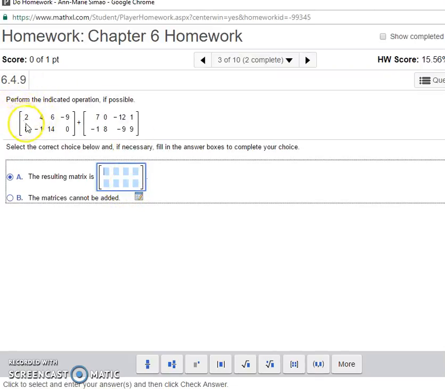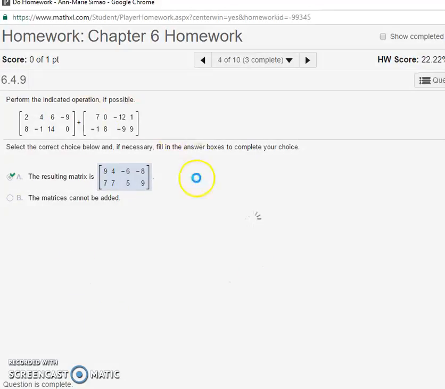In the first row, first column, I have a 2 plus 7. 2 plus 7 equals 9. It goes into the same exact spot. 4 plus 0 equals 4. 6 plus a -12, -6. -9 plus 1, -8. Now we go to the second row. 8 plus a -1 is a +7. -1 plus a +8 is a +7. 14 plus a -9, +5. 0 plus 9 is 9.